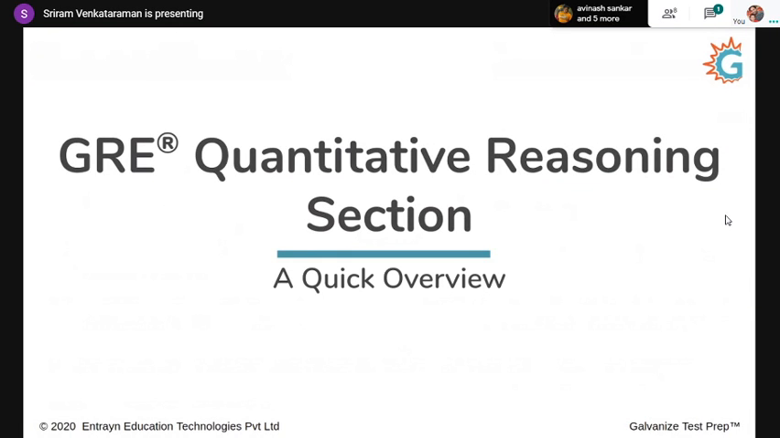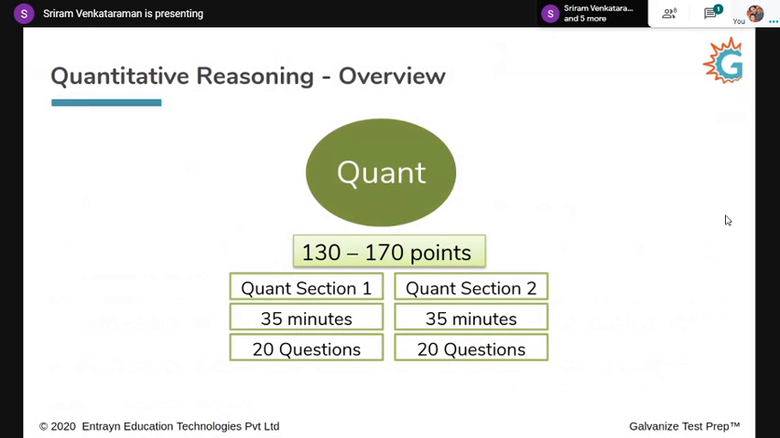I'm just going to give a very quick overview of the quantitative reasoning section on the GRE. Many of you might have attended last week's session where we went through this in a lot more detail. As far as the quantitative section is concerned, you get two sections, and you might get an optional third section, which may or may not appear. Typically, you're going to get two sections in quant, each 35 minutes long, with 20 questions each.